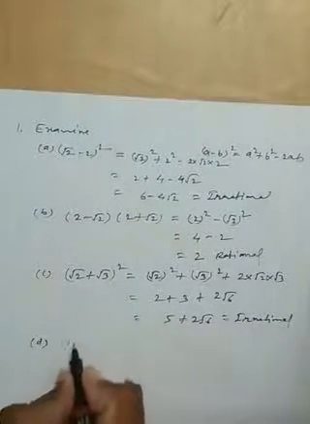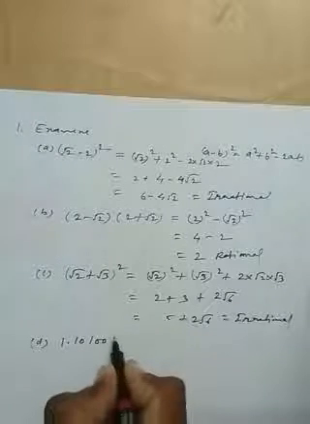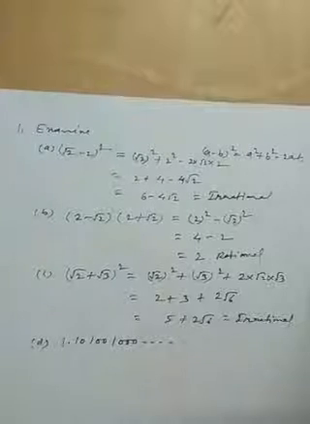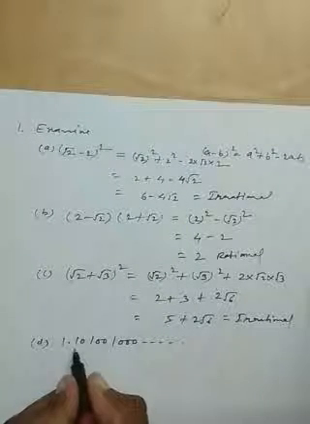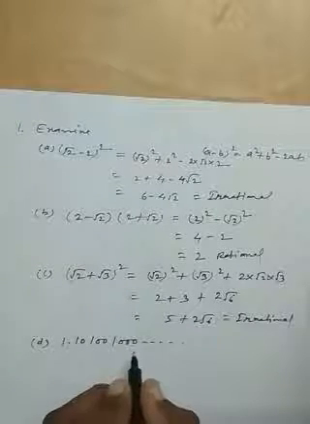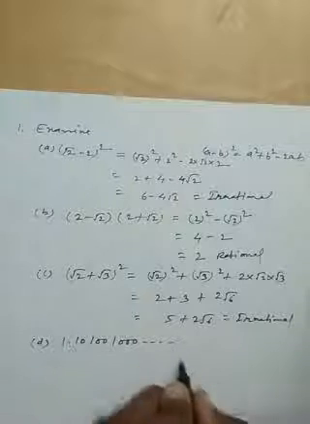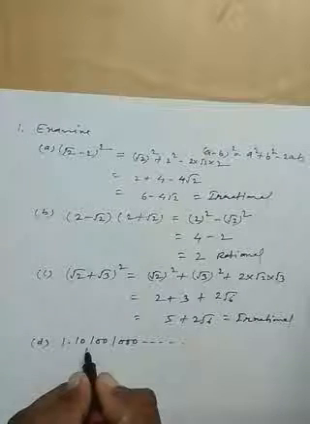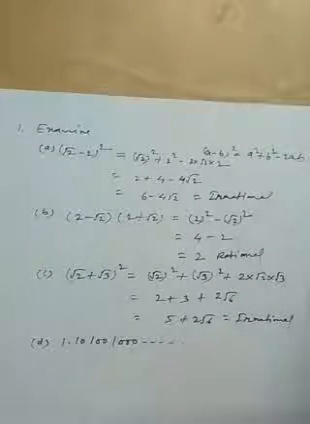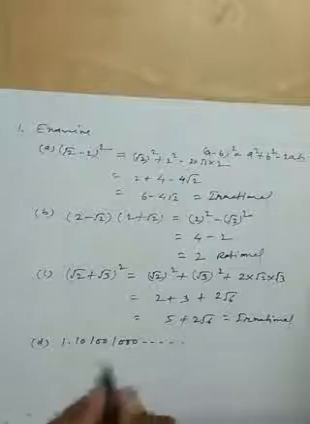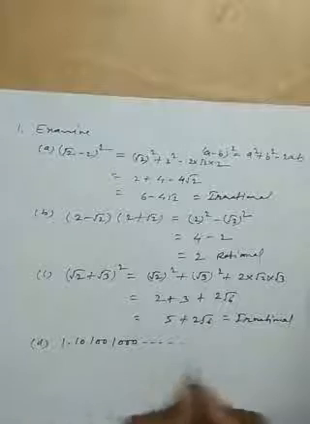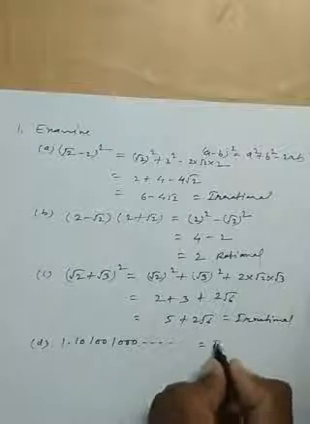Next question is 1.10100... and so on. This is a non-terminating, non-repeating number, because after the decimal all the digits are different and there is no particular end. So this is non-terminating, non-repeating, and a non-terminating, non-repeating number is irrational.